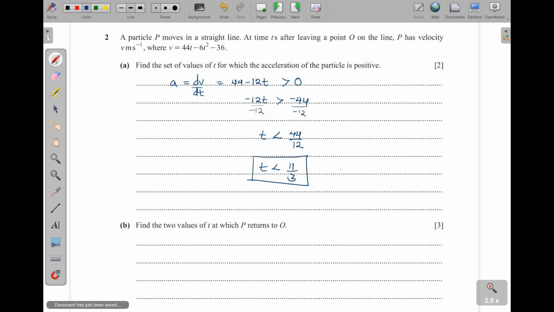In fact, we can write it like this: 0 less than t less than 11 over 3, because time cannot be negative. So that means it is above 0, and then it will be less than 11 over 3. So any of these two you put is correct.